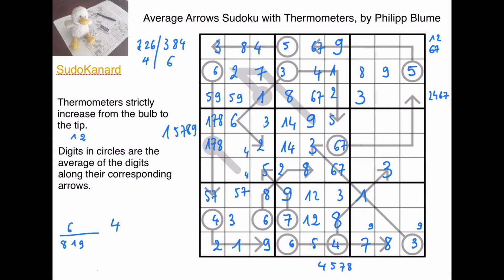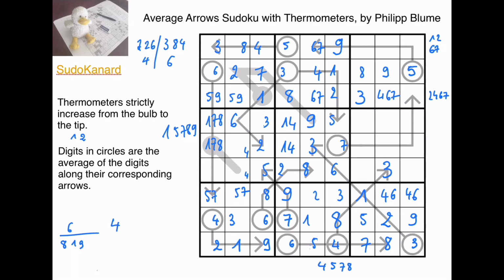Those 4 digits have a sum of 12, so this plus that must be 8. So this is a 6, and that is a 2, and this is all consistent with those digits. Now we're missing a 5, so 5 goes here. That's a 9. And we get 4 and 6. That's good progress.